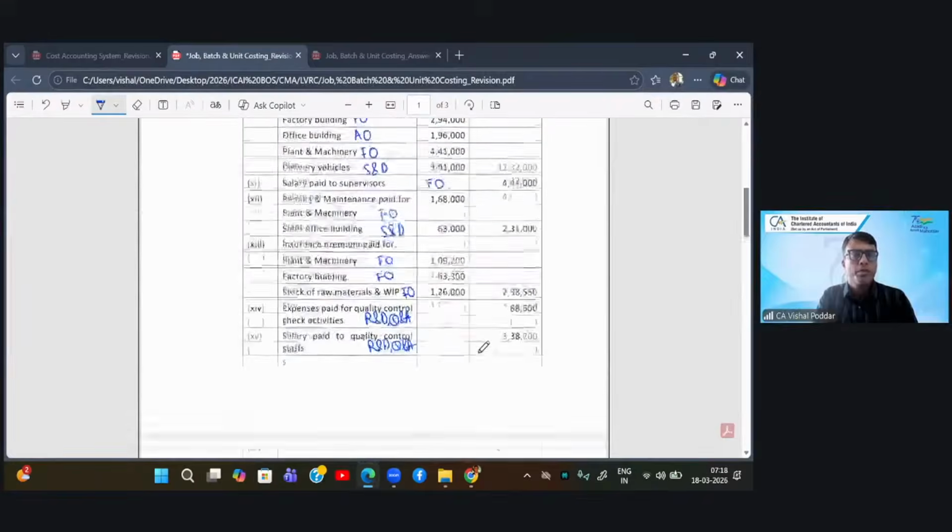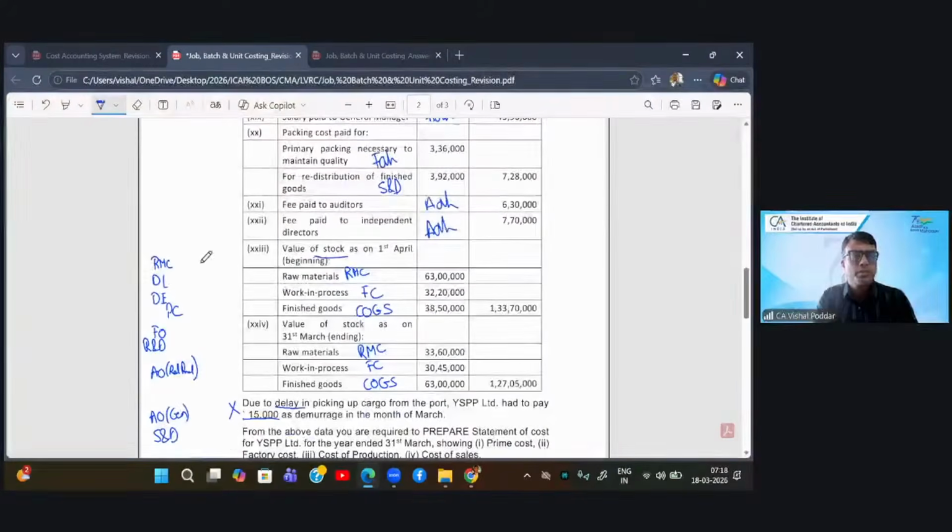As we know our sequence, so this is the sequence. So it is RMC, direct labor, direct expense. This gives you prime cost, then factory overheads, then R&D and Q&A. This total gives you your factory cost. Then administration overheads related to production. This is cost of production.